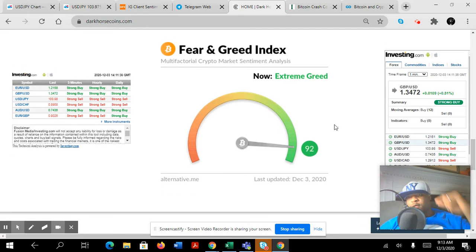All right, now I'm gonna do a separate video, but I'll just go ahead and talk about this fear and greed index. This is very important in crypto. We're in extreme greed. That means that you should not be buying. When we get into extreme fear, or within the fear realm, you should be buying. Extreme greed, you're selling. Extreme fear, you're buying. So this greed index, as of today, is at 92.